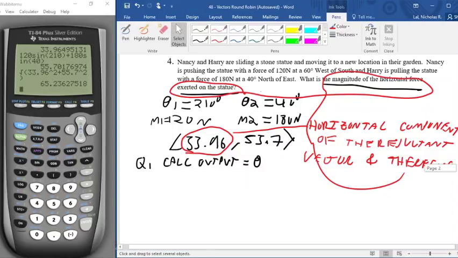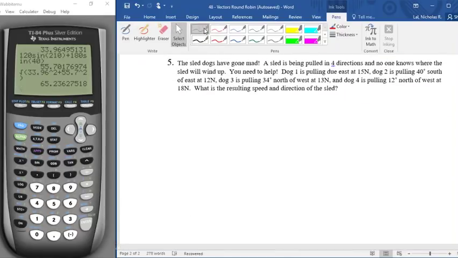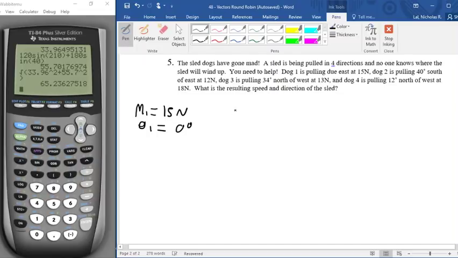Cool. All right, one more problem. So the sled dogs have gone mad. The sled is being pulled in 4 directions, and no one knows where the sled will wind up. You need help. Dog 1 is pulling due east at 15 newtons. So M1 is equal to 15 newtons. Theta 1 is equal to due east, 0 degrees. M2 is going to be equal to 12 newtons. And 40 degrees south of east is going to be 360 minus 40, which is going to be 320. Theta 2 is equal to 320.